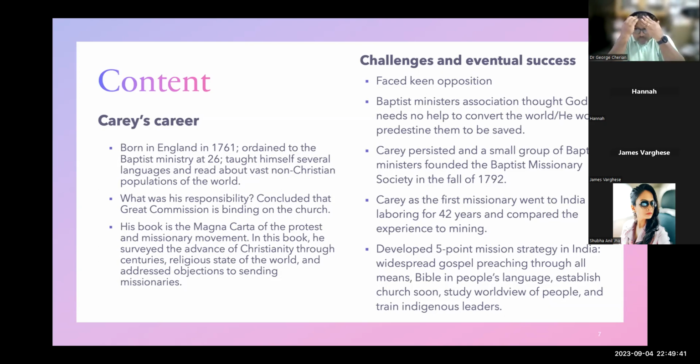Studying the worldview of people is amazing, and training indigenous leaders, because Western missions always had leadership in their hands. But Carey got the idea that if you're going to plant a church, then you need to have local people leading that rather than a foreign missionary leader. Any comments, any thoughts, any ideas?